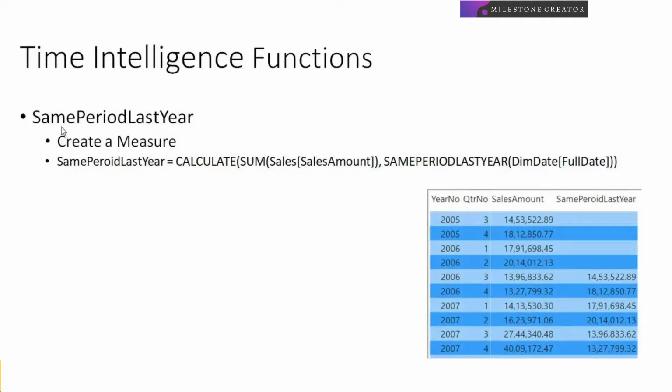Now here same period means it could be quarter, it could be month, it could be year, week, it could be anything. Clear? So calculate blah blah blah. We have to use a function called same period last year, and we are going to be using dim date, full date. These are very, very simple functions that you can have. So I'm going to be using this. So same period last year, if you wanted to get it, now we'll see what we can do.